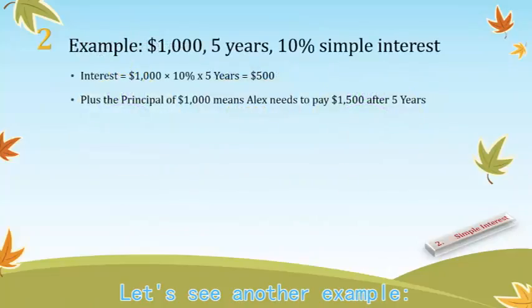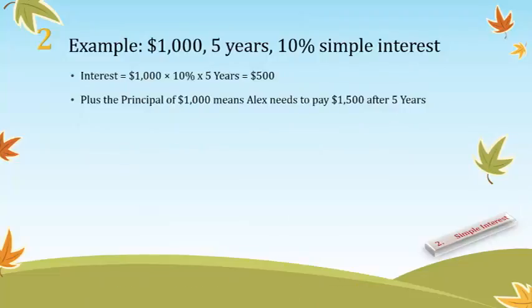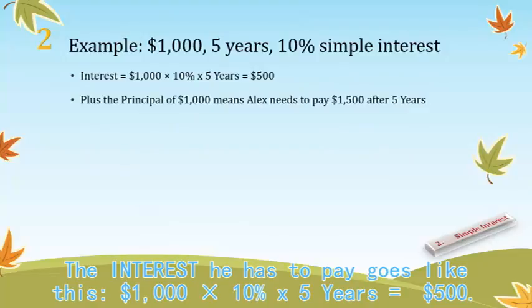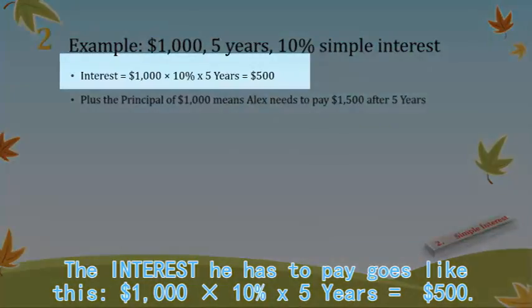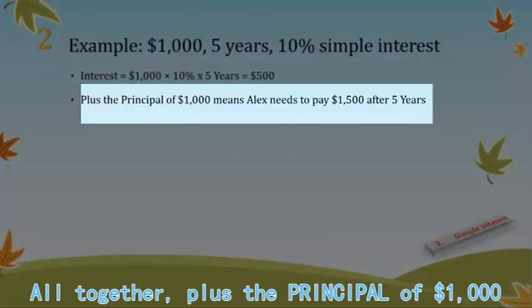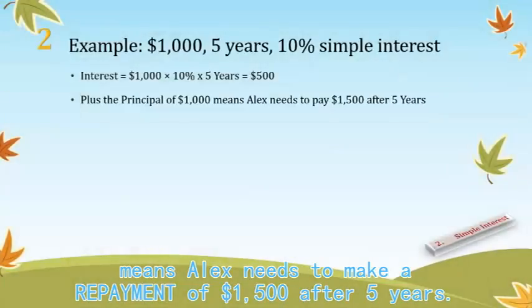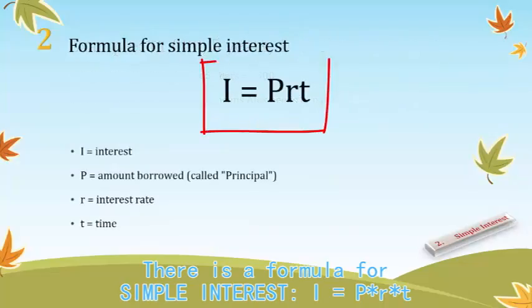Let's see another example. Alex borrows 1,000 for 5 years at 10% simple interest. The interest he has to pay goes like this: 1,000 times 10% times 5 years makes $500. Altogether, plus the principal of 1,000 means Alex needs to make a repayment of $1,500 after 5 years.